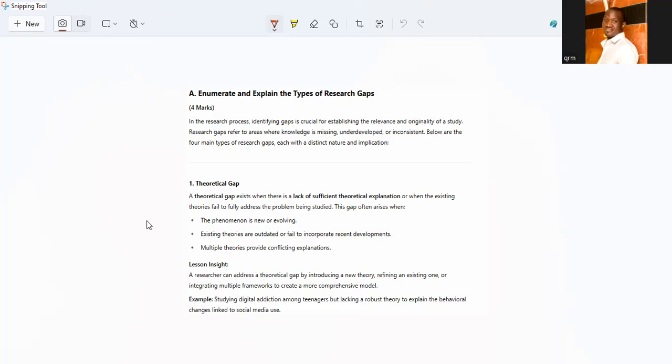1965. So again, you could come up with a theoretical gap. When there are multiple theories that provide conflicting explanations, you as a researcher can address this theoretical gap by introducing a new theory. I'd be happy if one of you came up with a theory that we can work with. It is about refining what exists or coming up with something new. I have come up with formulas, I think those that I took you through in first level. There's a Collins theory that I took you through in QM.